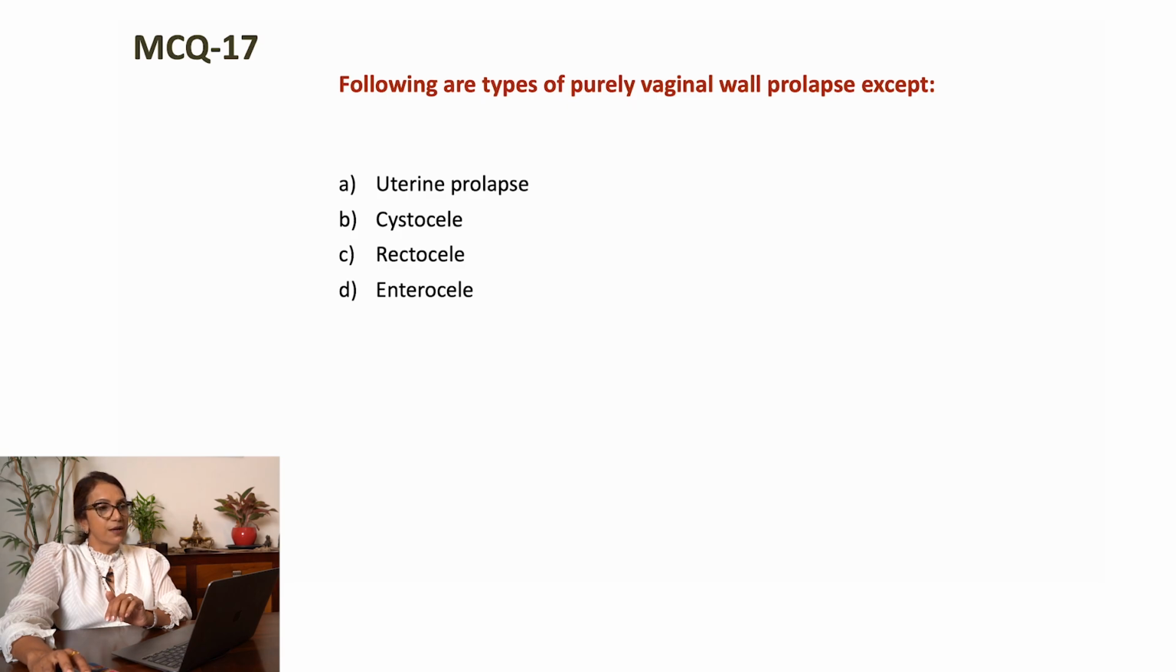Let's go to MCQ 17. Following are types of purely vaginal wall prolapse. Now revise in your mind: cystocele, urethrocoele, rectocele and enterocele. All are vaginal prolapses. Cystocele, vaginal prolapse; rectocele, vaginal prolapse; enterocele, vaginal prolapse. Uterine prolapse is a uterine prolapse. Therefore, A has to be the answer.